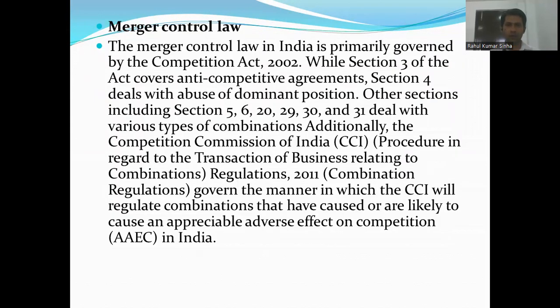Then merger control law. Merger control law in India is governed by the Competition Act 2002, where Section 3 covers anti-competitive agreements and Section 4 covers the abuse of dominant position. So if there is a merger or acquisition, there can be the case of a dominant position. Other sections, including 5, 6, 20, 29, 30 and 31, deal with various types of combinations.